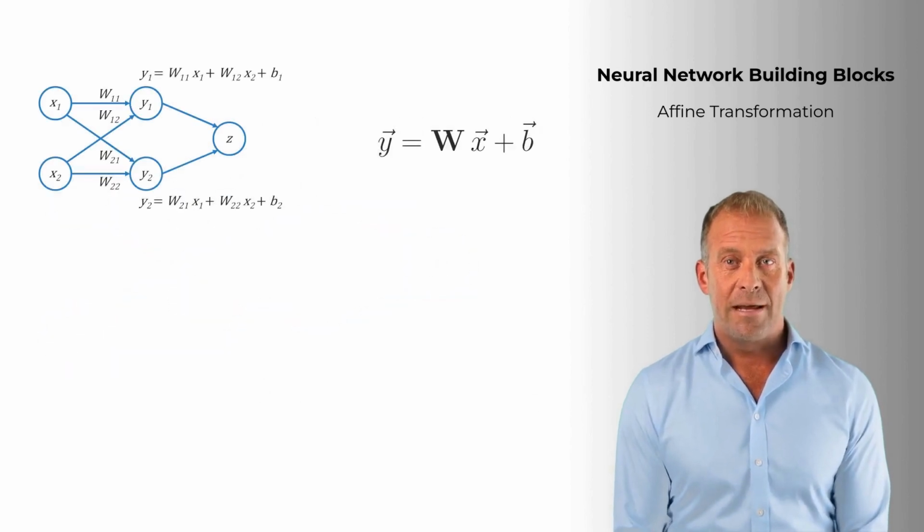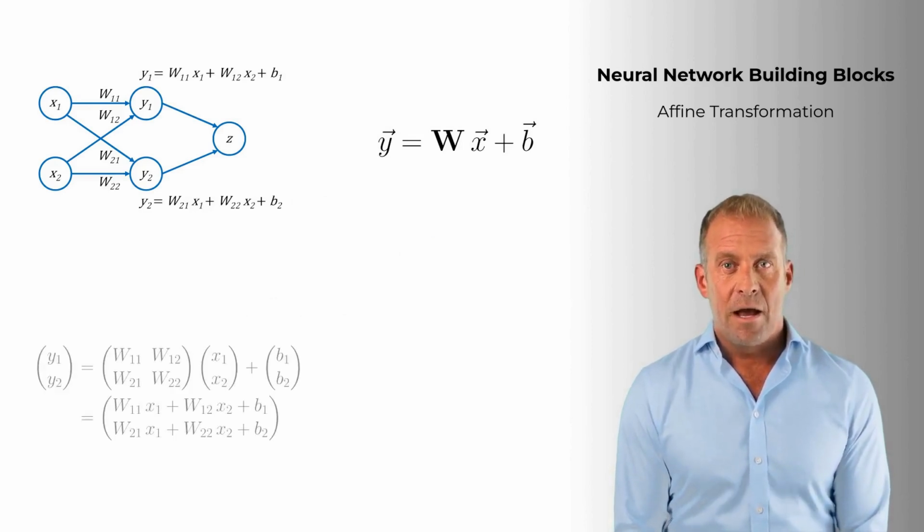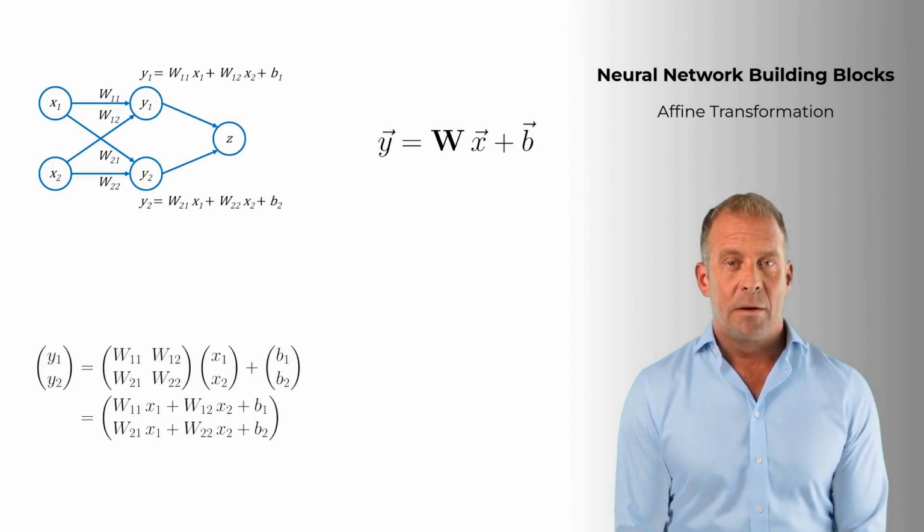Let's read that out in plain English. Vector y equals bold w times vector x plus vector b. Line by line, the first hidden node, y1, is w11 times x1 plus w12 times x2 plus b1. The second hidden node, y2, is w21 times x1 plus w22 times x2 plus b2. That is exactly what the arrows and circles in the picture are doing.